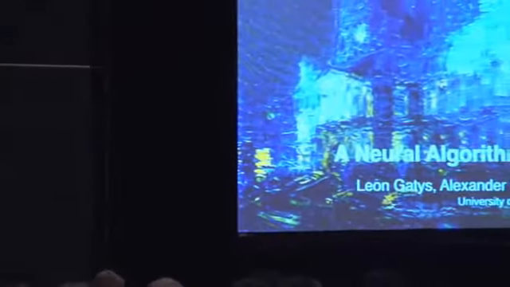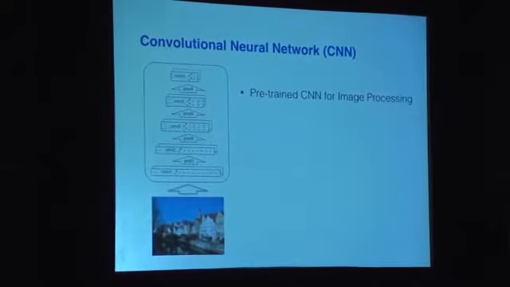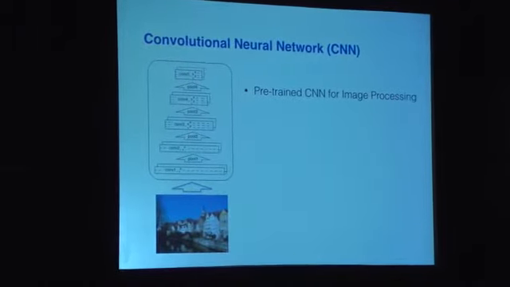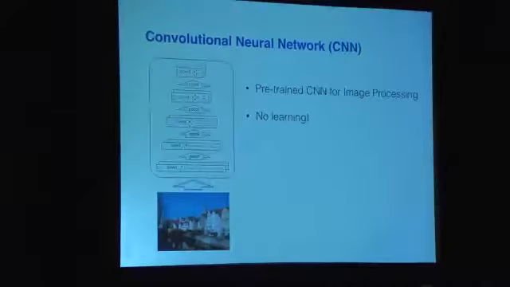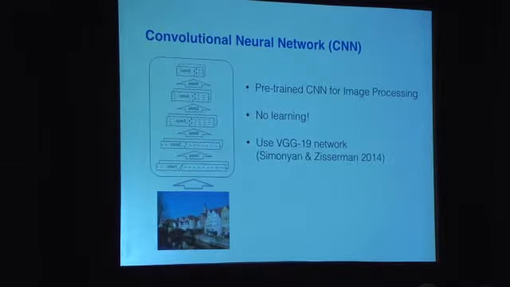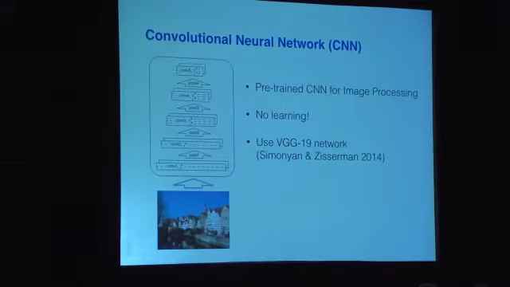Thank you very much for the kind introduction. I'm Leon. I'm very happy to be here today and talk to you about a neural algorithm of artistic style, which is joint work together with Alexander Ecker and my supervisor Matthias Bethge at the University of Tübingen. In our work, we use a pre-trained convolutional neural network for image processing. So there's actually no learning involved. In particular, we use the convolutional part of the 19-layer VGG network.